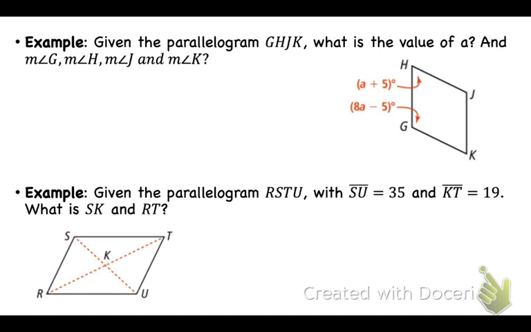Okay, next one. Given the parallelogram, what is the value of A? And then we are going to find angles G, H, J, and K. So I'll give you a minute. Think about it. These problems start seeming very similar to ones we've done in the past chapters once you stop and think about them. It pretty much comes down to, are they congruent or are they supplementary, right?